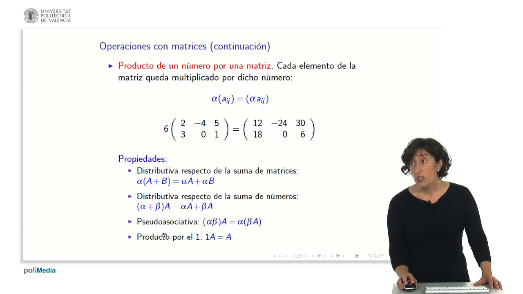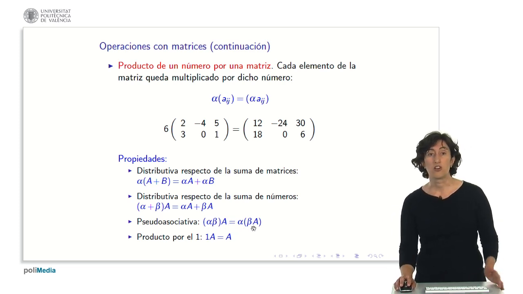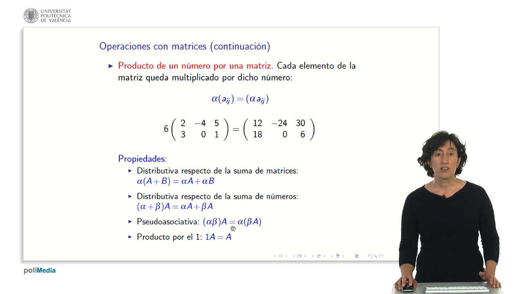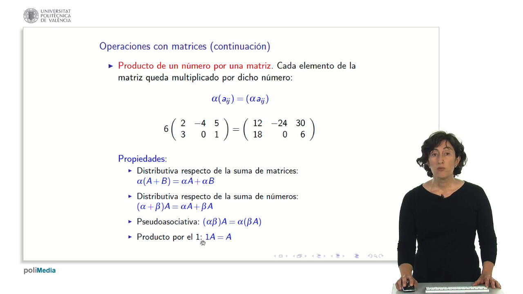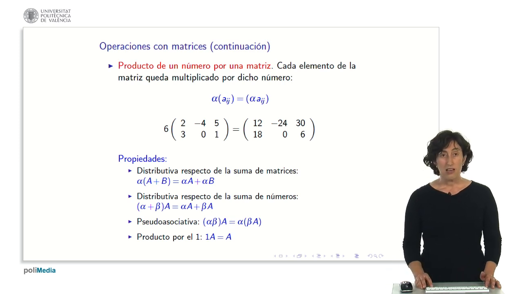The pseudo-associative property, that is alpha times beta times a is the same as alpha times beta, times a. The order of the product will not change the result. And by multiplying by the number 1, the matrix remains invariant. Of course, if I multiply each one of the elements by 1, it remains exactly the same matrix. As you can see, they are quite common properties in the product of numbers.